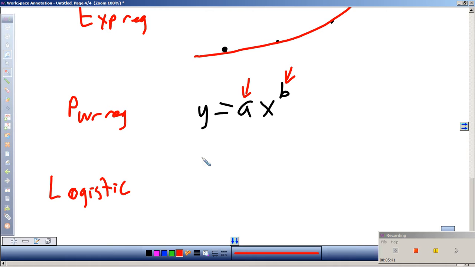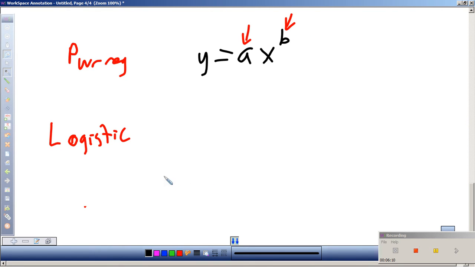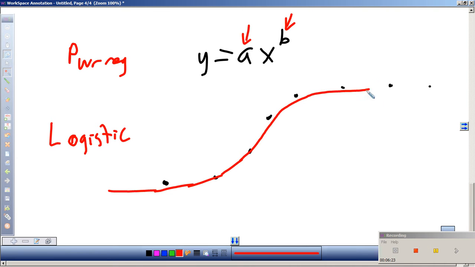Logistic is a bit more interesting. Notice, if you do a logistic regression, it's not going to give you an R squared value because it's done differently. It's not a true regression. A graph looks something like this. The equation is going to give you something that does this. What might this be a model of?